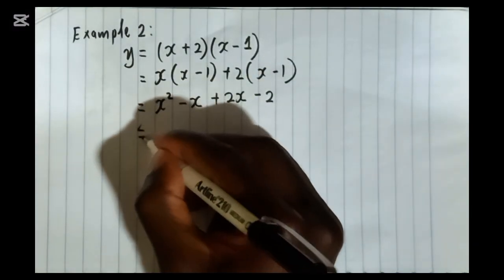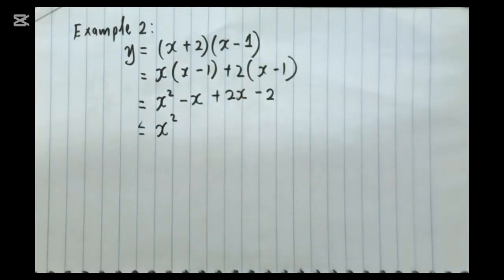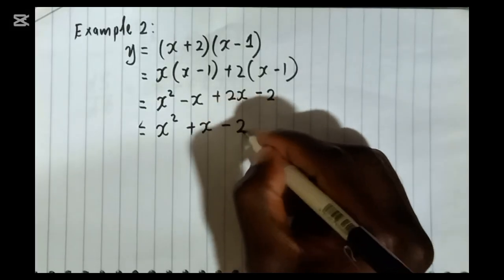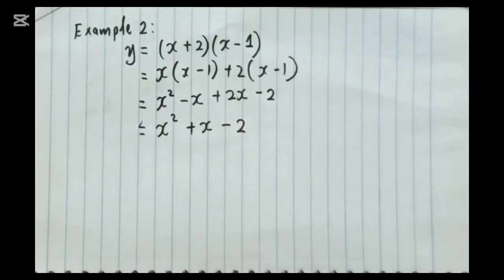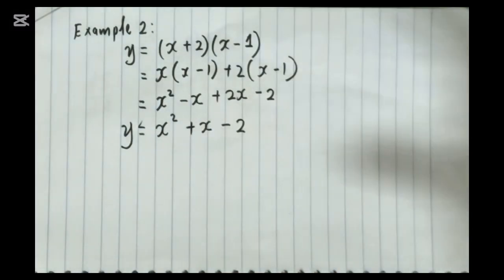To simplify this further, we have x squared. Negative x plus 2x gives us x, minus 2. And so there we go. We have an expanded form of our function, which we can then go ahead and differentiate, or find its derivative.